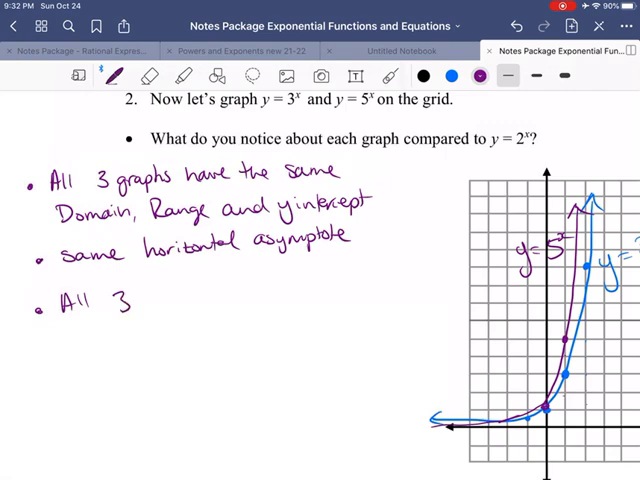All three rise from left to right, and this is called exponential growth.